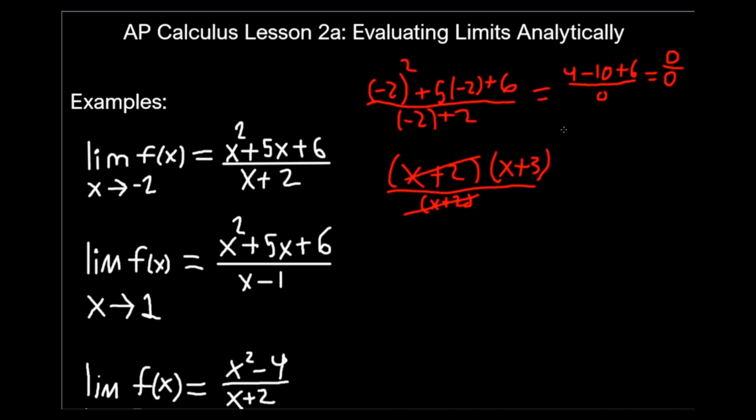So now we would end up writing the limit of x plus 3 as x approaches -2 is equal to -2 plus 3, which gives us 1. So that's how you would solve that one.